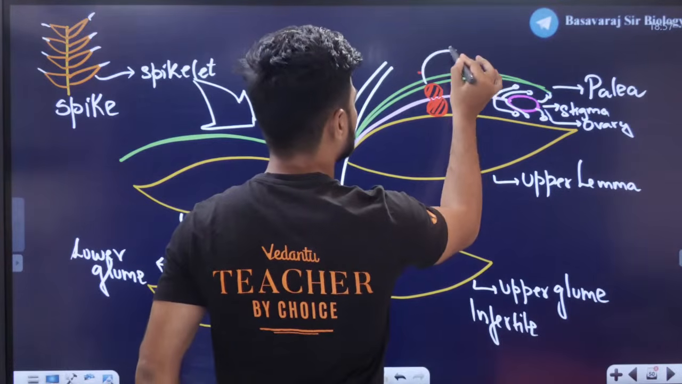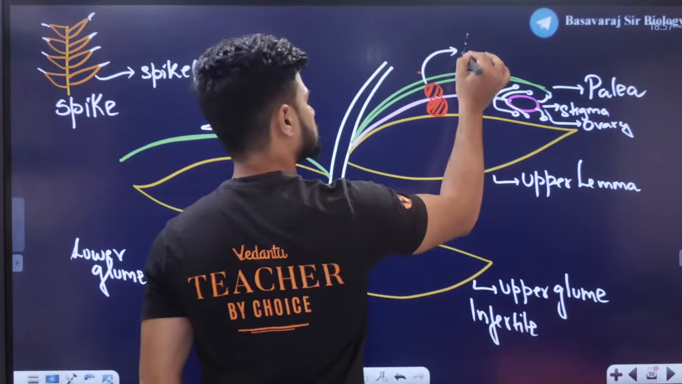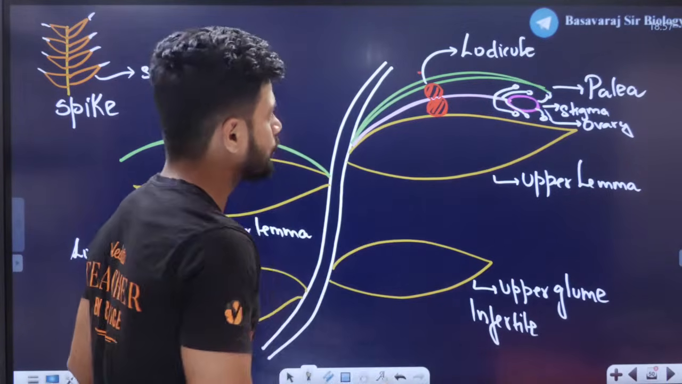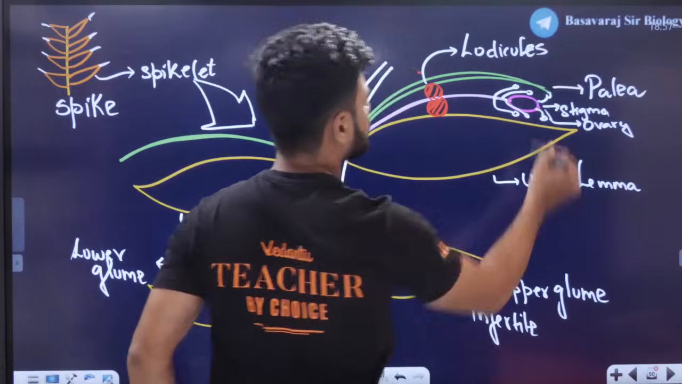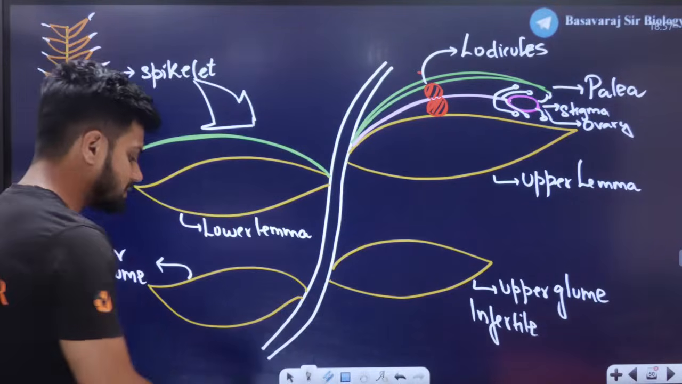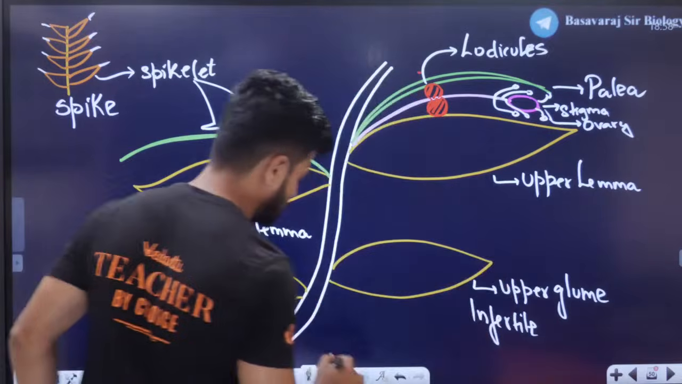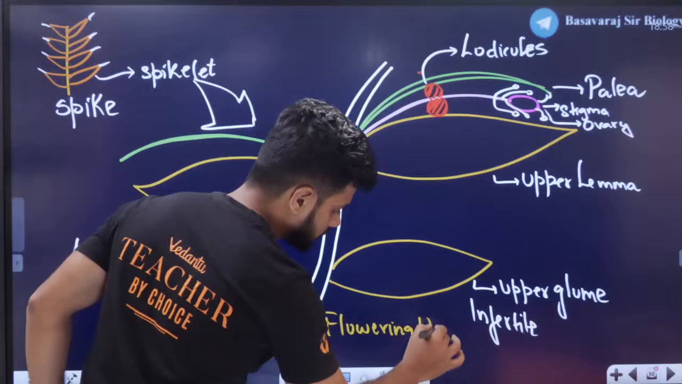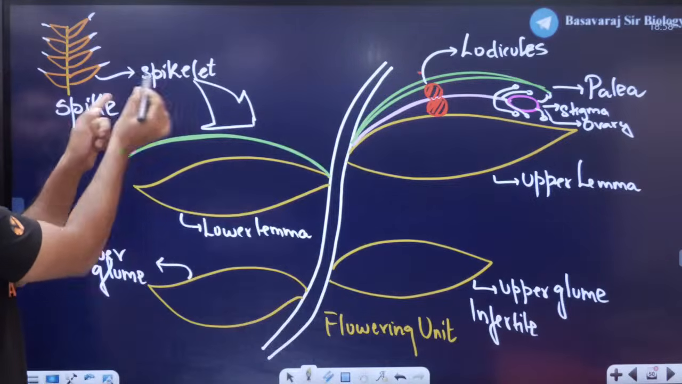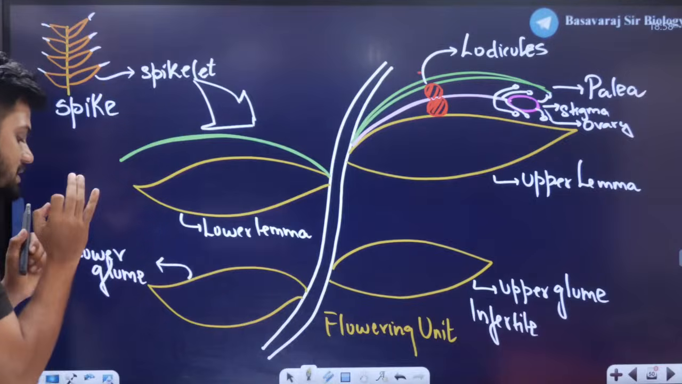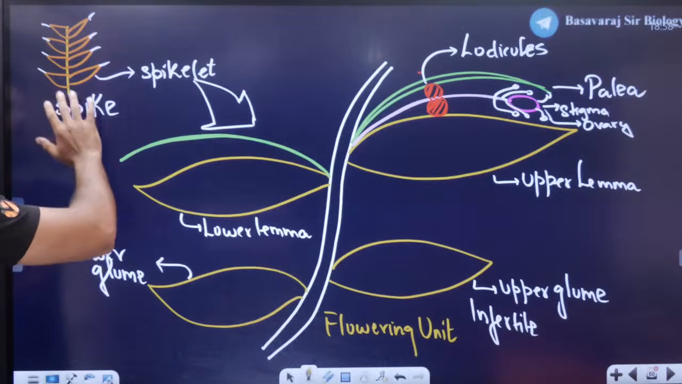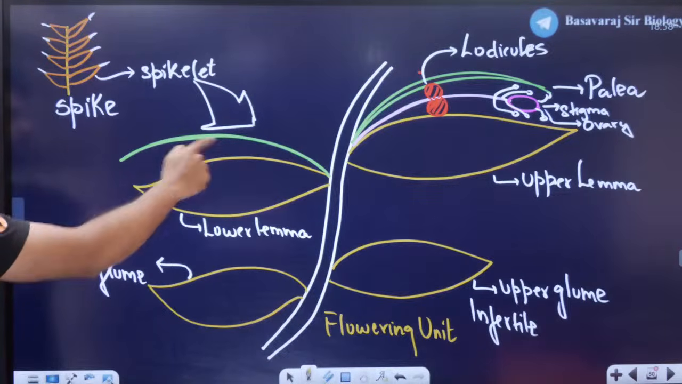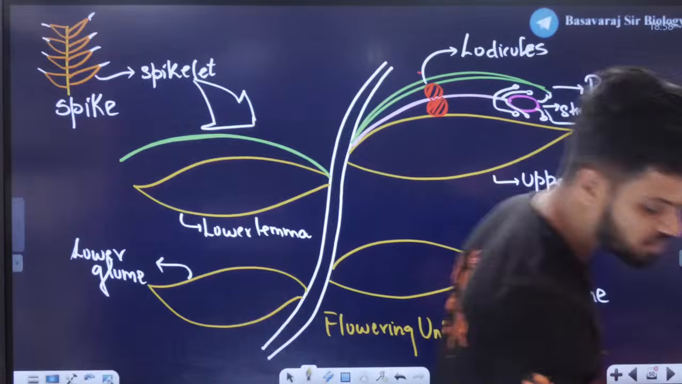This right here is called the lodicule. It's called lodicules. This is a structure. The entire thing is called a flowering unit, and it is present where? Inside one spikelet. Inside each spikelet we can find it. And imagine, in the entire spike, in each and every spikelet, such flowers are present. Here also we can see a flower. That is the beauty of the packaging of your flowers.